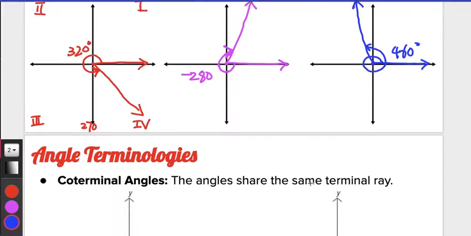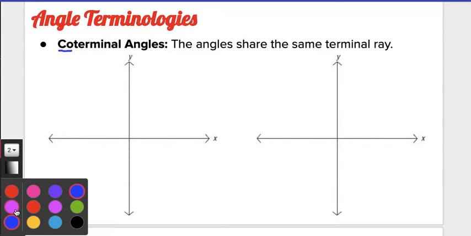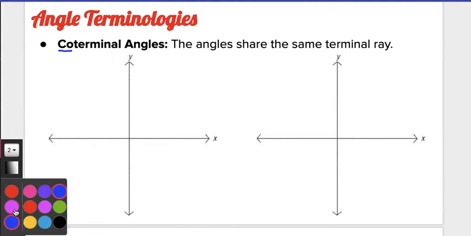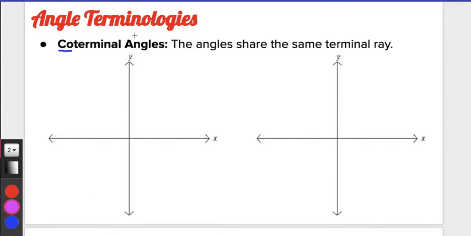The new terminology we are going to talk about in this video is called coterminal angles. Whenever you talk about a co-worker or co-teacher, they are working together. So the idea is always together. Coterminal, as you can see, the keyword here is terminal. So we are talking about angles that share the same terminal ray.